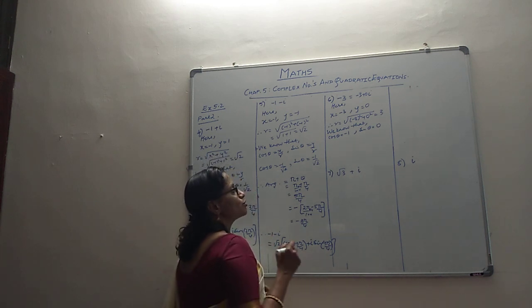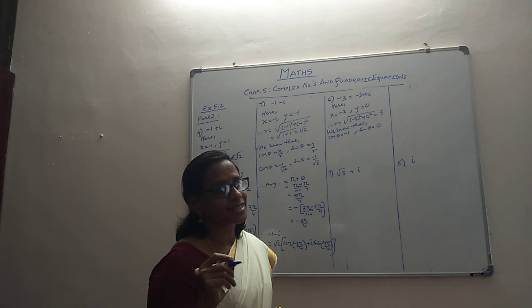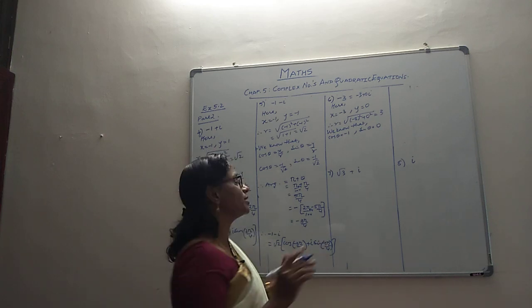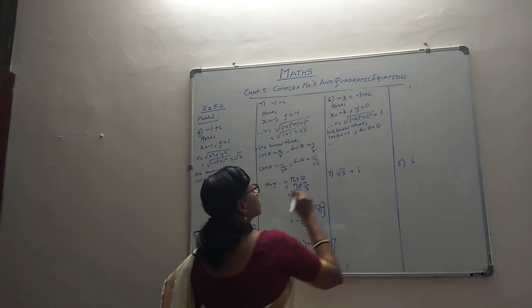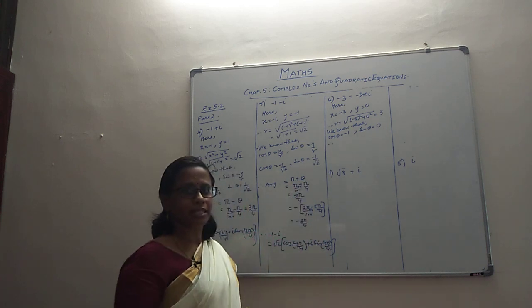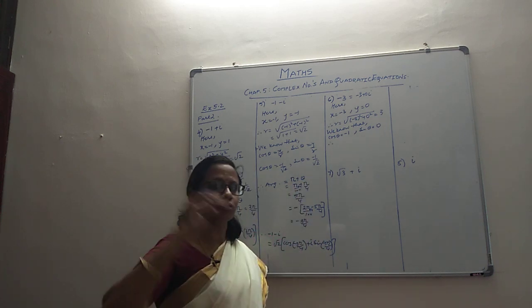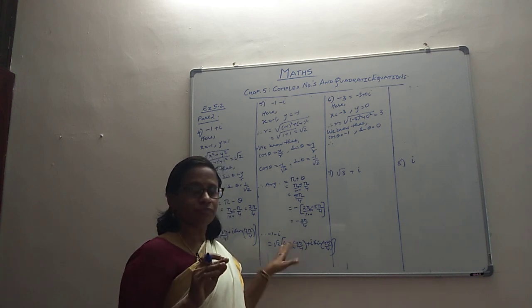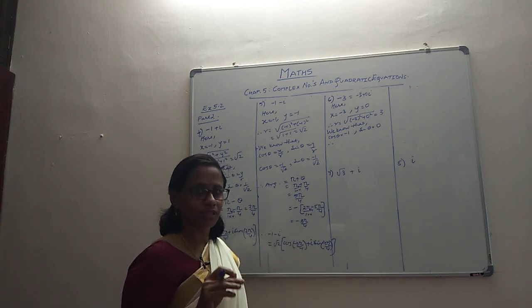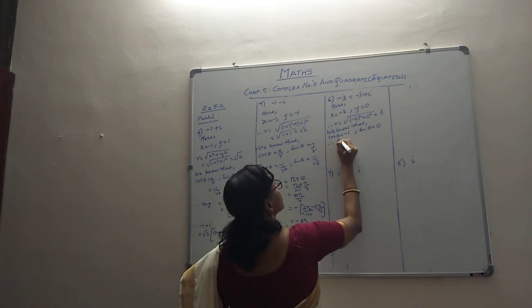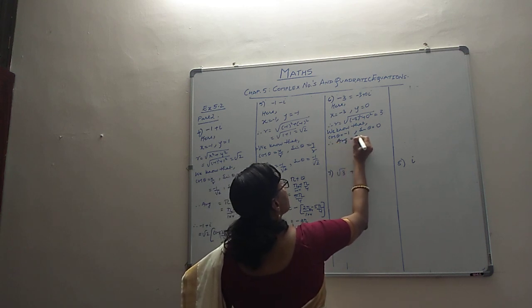So this tells us that the angle here is pi. No need for any extra work. Once you know the proper angle, all this is not required. If you know it is pi by 6, pi by 3, pi, or pi by 2, then there's no need to do all this. When we don't know that, we do all this work, right? So therefore, the argument is pi.